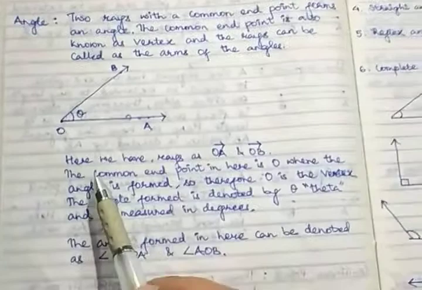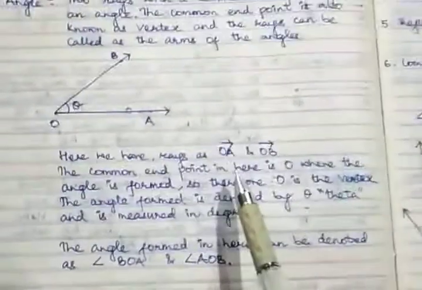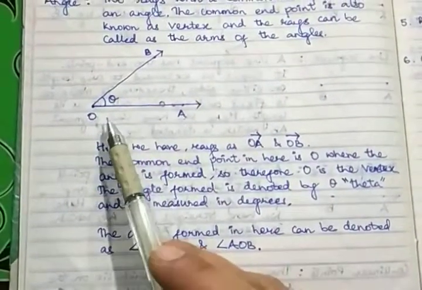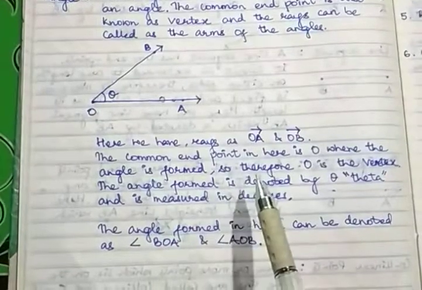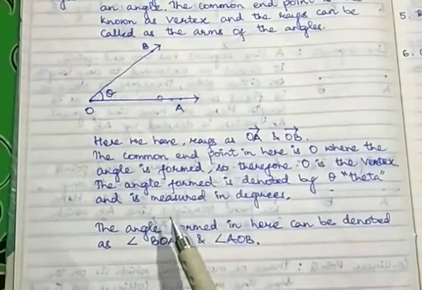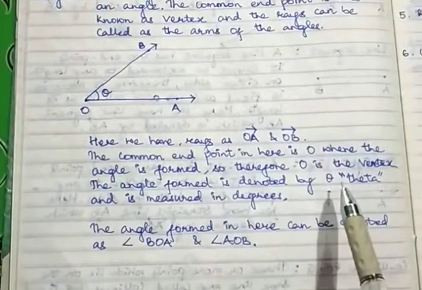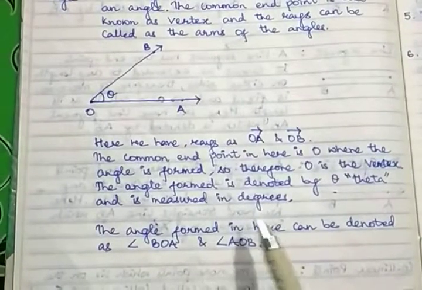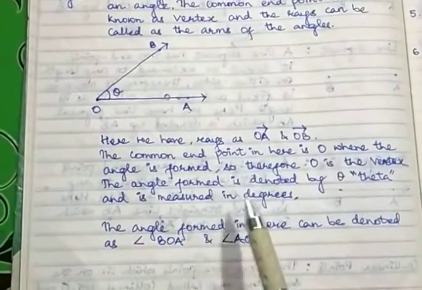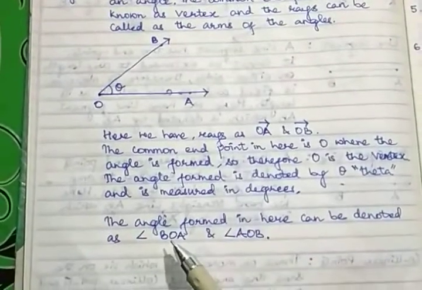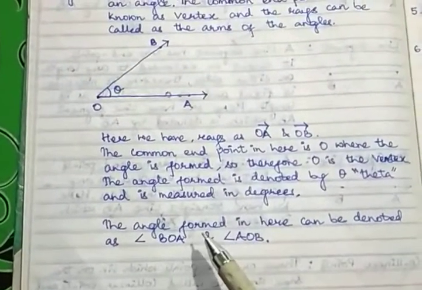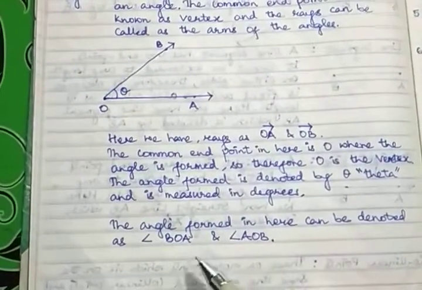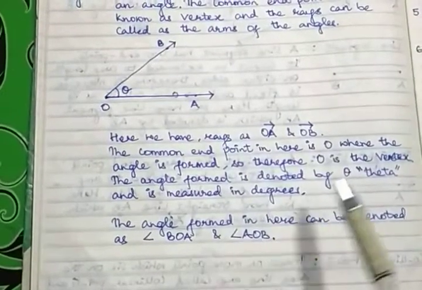So that is what I have written here. See, here we have rays OA and OB. The common endpoint here is O, where the angle is formed. So therefore O is the vertex of the angle formed and is denoted by theta. So see, this symbol is known as theta. This is how we denote angles, and it is measured in degrees. Remember, the angle is measured in degrees. You might have heard like 20 degree, 30 degree, 45 degree and 180 degree. So the degree is actually how an angle is measured. It is the unit of angle.